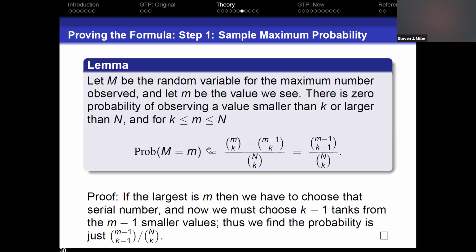This ratio is calculating it another way. m choose k is how many ways we can choose k tanks from n, where the largest is at most m. It doesn't have to be m, it's at most m. And this would be the number of ways we can choose k tanks where the largest is at most m minus 1. So if we subtract those two counts, all that will be left will be the ones where the largest is exactly m.